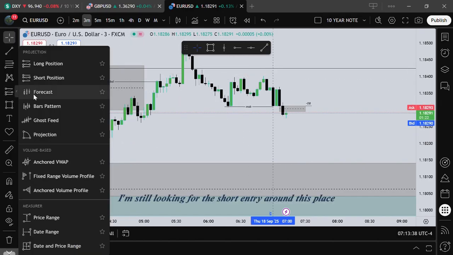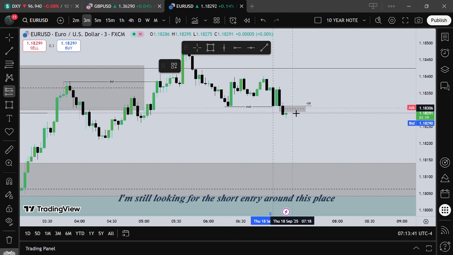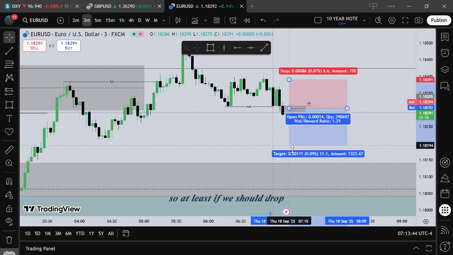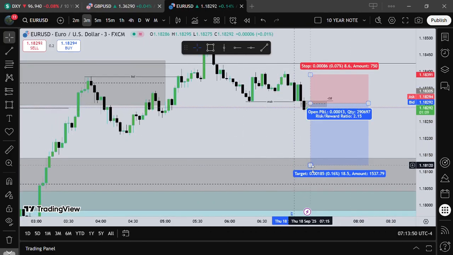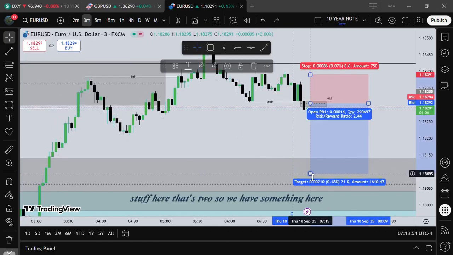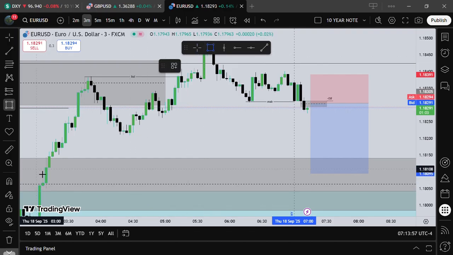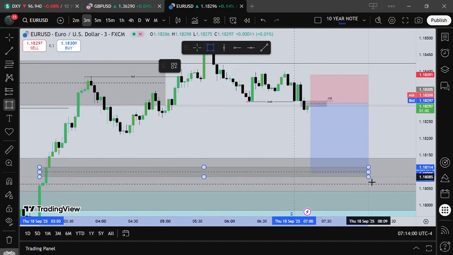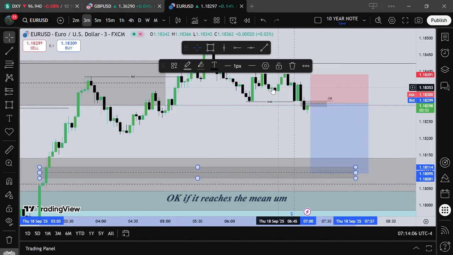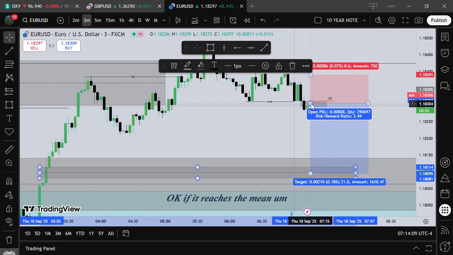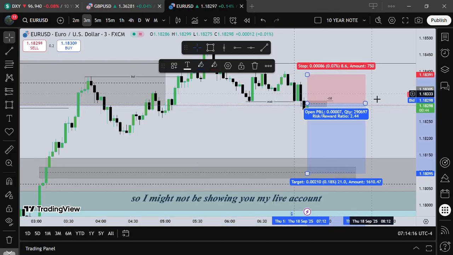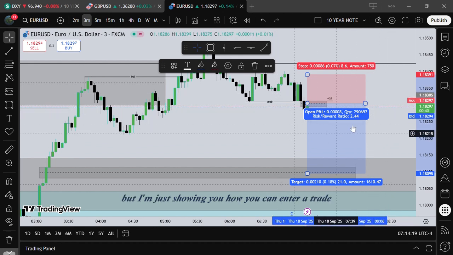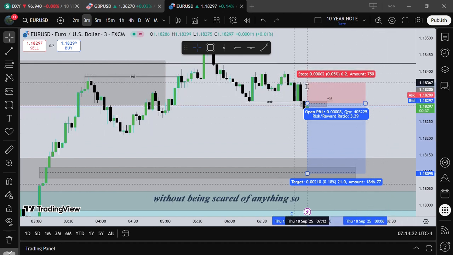Still looking for the short entry around this place. So at least if it should drop, then we target the opposing stuff here. That's 2. So we have something here. Yep. If it reaches the main threshold of this fair value gap I placed there, I'm going to enter a short trade. I might not be showing you my live account, but I'm showing you how you can enter a trade without being scared of anything.